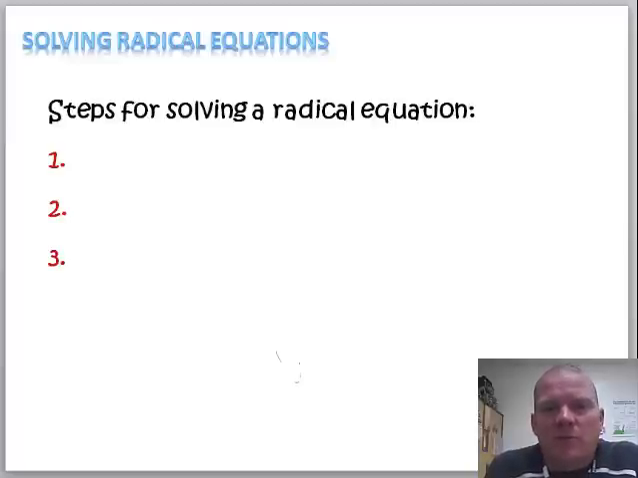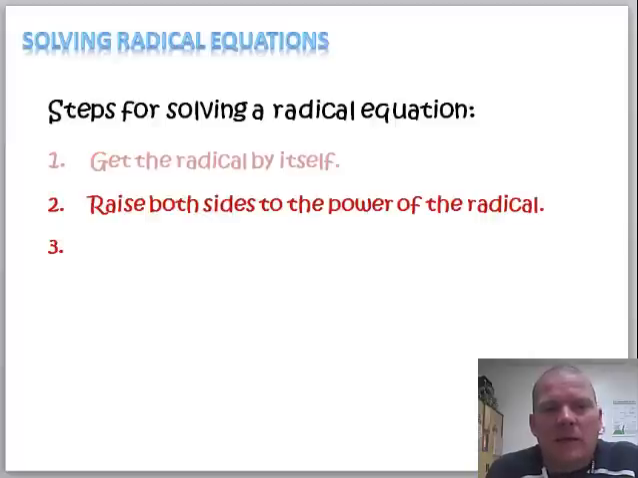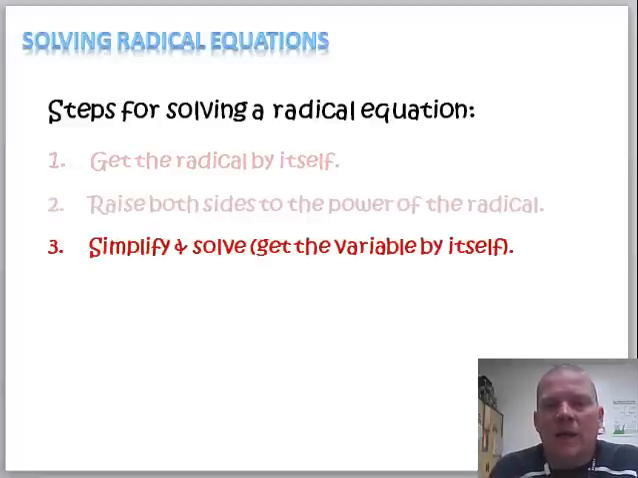Let's go through what the steps for solving a radical equation are. The first step is to get the radical by itself. You're going to write these in your notes. The second step is to raise both sides of the equation to the power of the radical, after you've gotten the radical by itself. And then the last step is you're just going to simplify. Once that radical's gone, you're going to simplify and solve like you normally do, getting the variable by itself. So you might want to pause this for a moment and make sure you write all those things down before we jump into our examples.